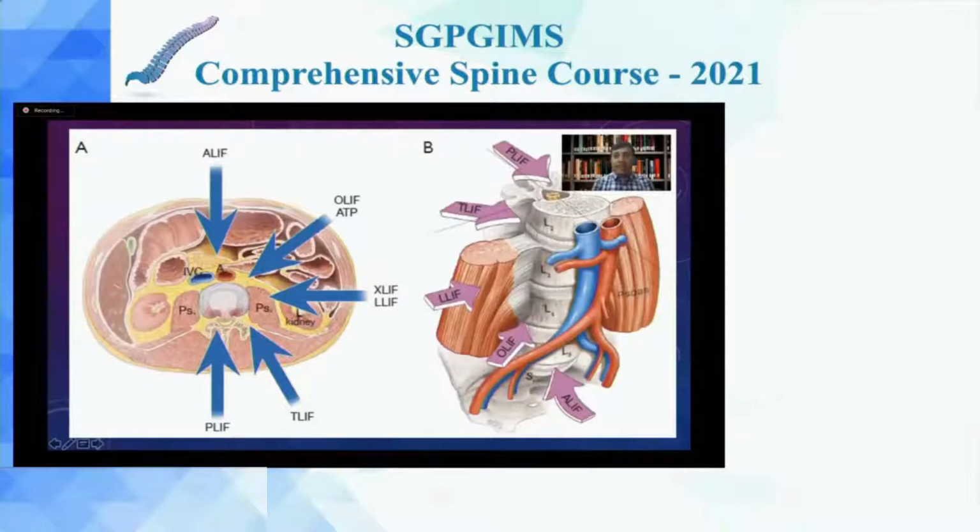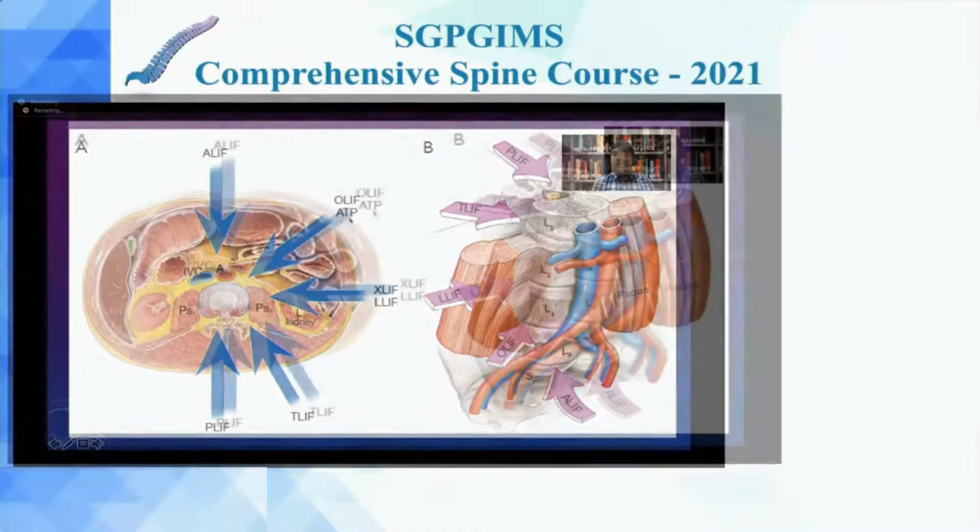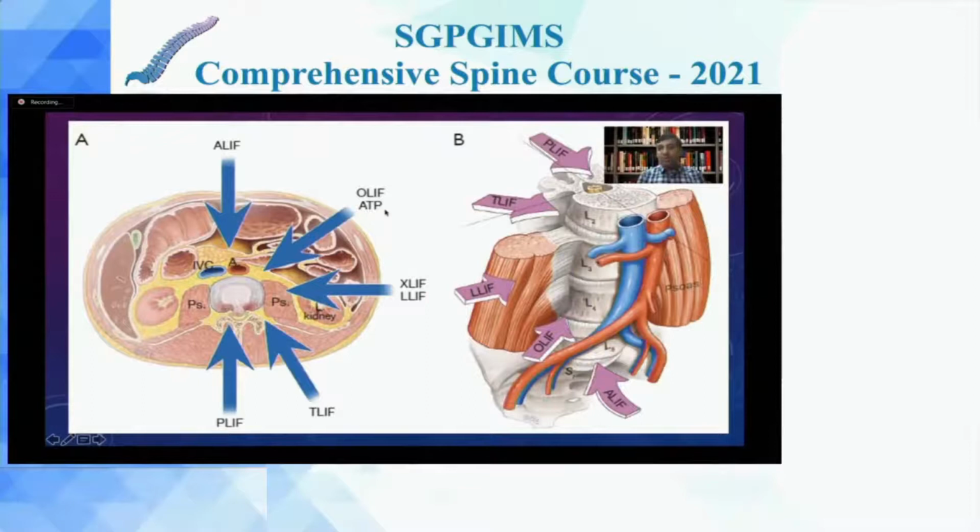If you go anteriorly, we have the ALIF approach, that is the anterior lumbar interbody fusion, as you can see here, and this is one of the best suited approaches for the L5-S1 level. Then you can go laterally, that is the lateral lumbar interbody fusion or the XLIF. And then if you go anterolaterally, you have the OLIF approach, and this is also known as the ATP, that is the anterior to psoas approach.